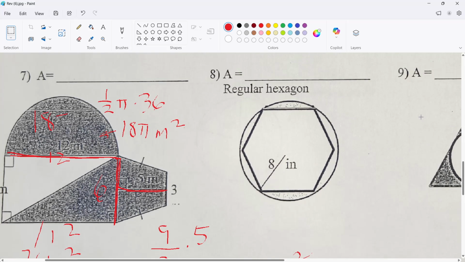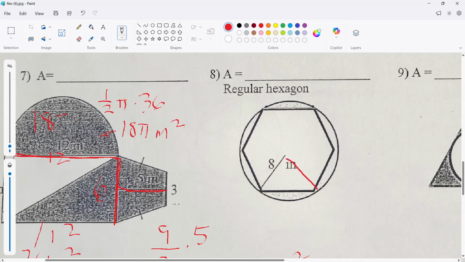This is a hexagon. So I know that each angle is going to be 360 divided by 6 equals 60. So if I cut it in half, that's a 30. This is the 60. There's the 90. I need to find the apothem. Well, wait a minute. It wants the area of these. It's not shaded, but I can see a little bit of the shading. So it wants the area of that. So it's going to be the area of the circle minus the area of the hexagon. So let me find the area of a hexagon.